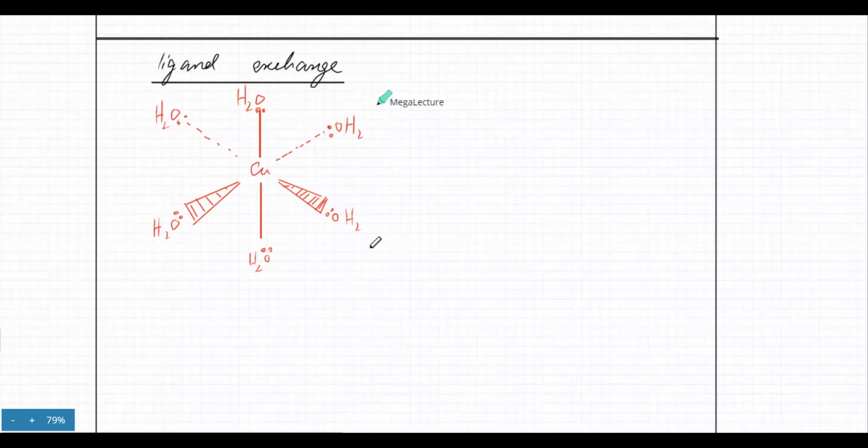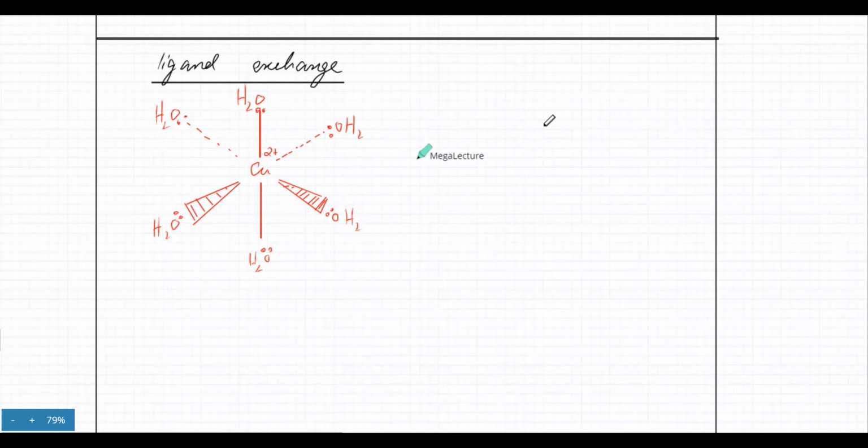Now we're going to move towards another thing which is called ligand exchange. Related to ligand exchange, you're going to get very specific questions. Let me quickly explain what ligand exchange is first. I have this copper complex with six water molecules. This is copper 2 plus in the middle, and the overall charge on this entire complex ion is going to be 2 plus because water is neutral.